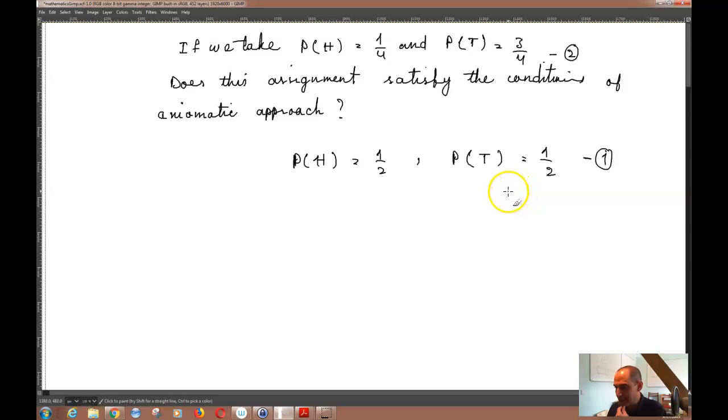of heads and tails. In fact, we can assign the number p and 1 minus p to both the outcomes such that p is greater than or equal to 0, less than or equal to 1, and P of H plus P of T is equal to p plus 1 minus p is equal to 1. But of course, it has to be the right assignment.